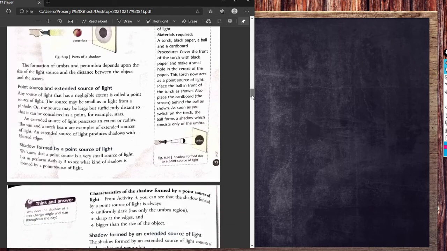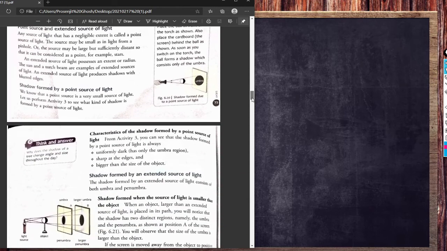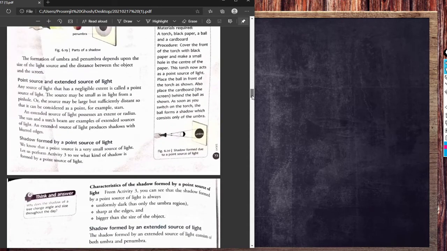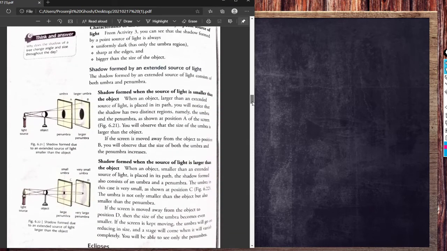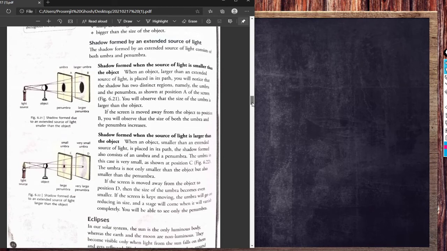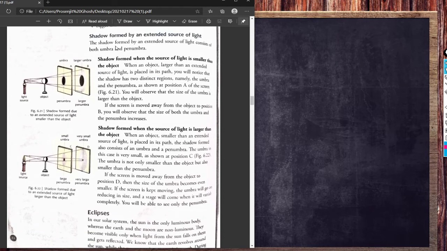As I told you earlier, if you change the position of the light source, the shadow position or shadow size will also change. So all of this is discussed over here with the position of the source. What should be the position of the shadow? As you can see over here in the first one, shadow formed when the source of light is smaller than the object. So when the source of light is smaller than the object, then the shadow will be bigger, as you can see according to the ray diagram.